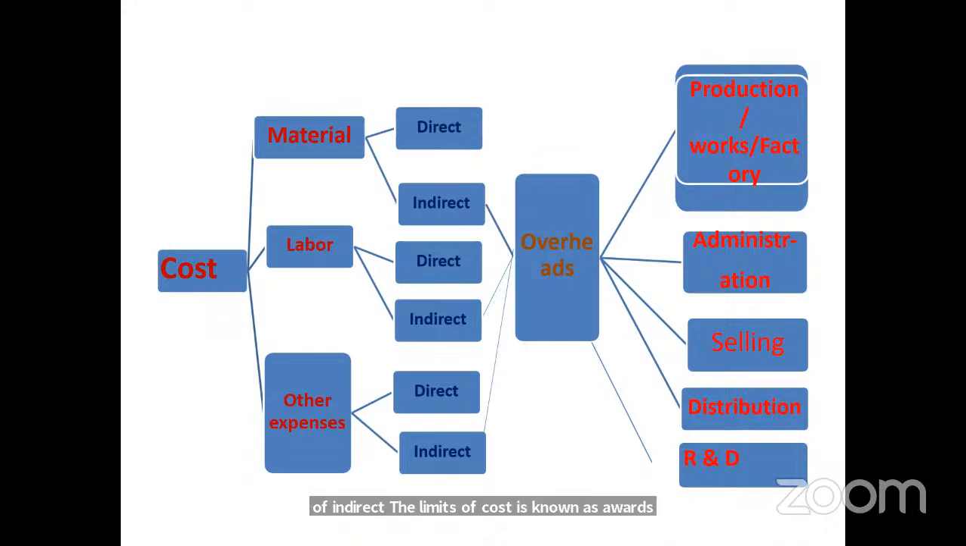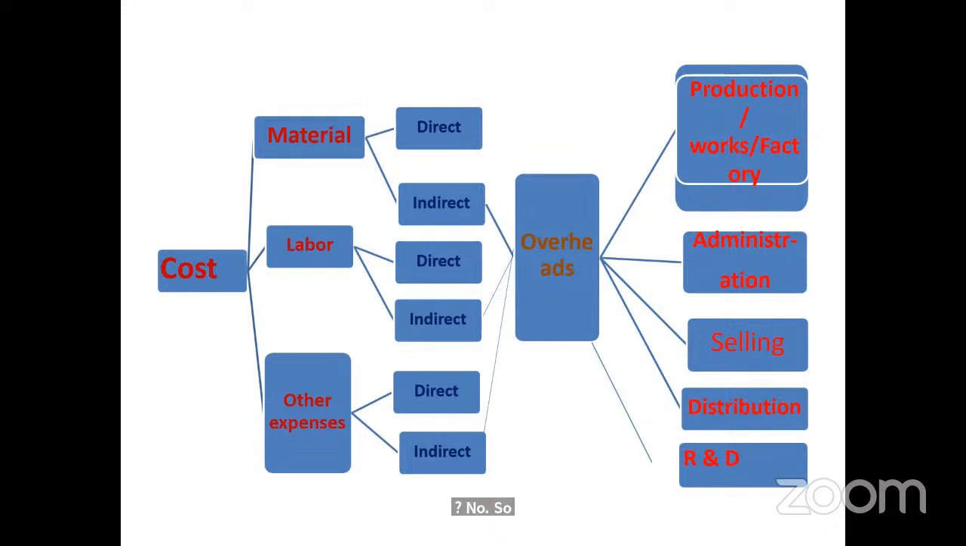The summation of all directs is known as prime cost. That means prime cost is the summation of direct material, direct labor, and direct expenses. We'll discuss in detail what are direct material and indirect material, what are direct labor and indirect labor. Any query? No, sir. So all indirect components are known as overheads.